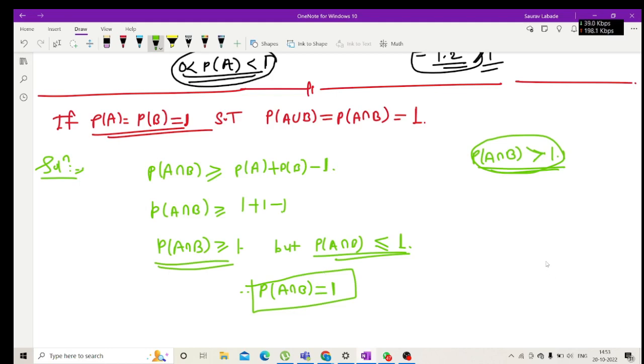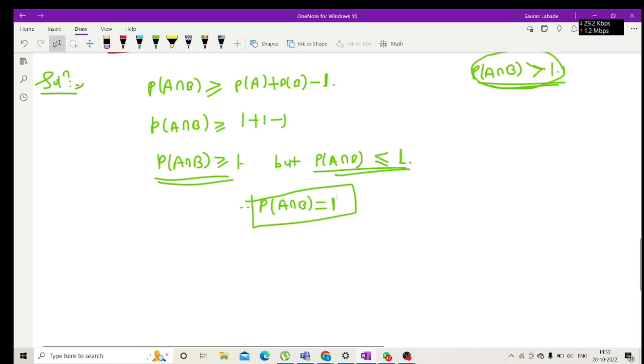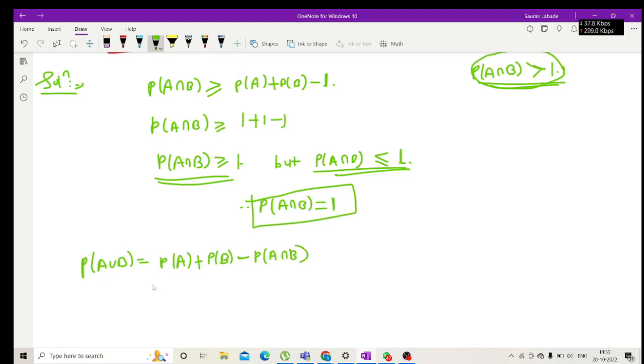So the first condition is true. Now how can we prove that the union equals 1? Just simply use the addition principle. Probability of A union B equals probability of A plus probability of B minus probability of A intersection B. We already know it is 1 plus 1 minus 1, again this 1 gets cancelled, and I get probability of A union B equals 1.